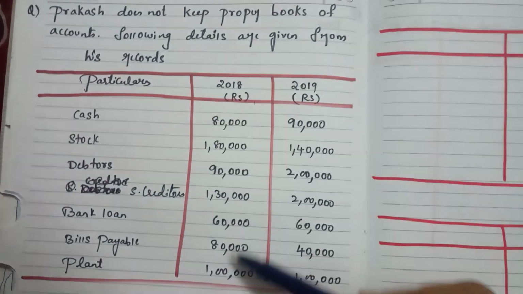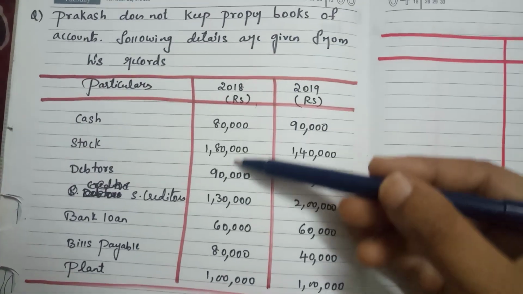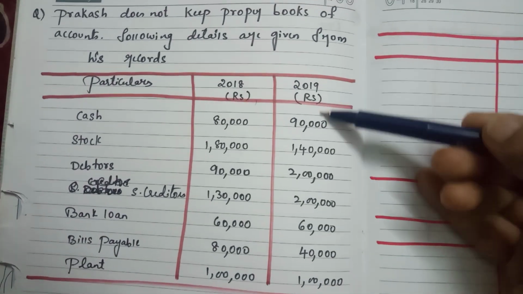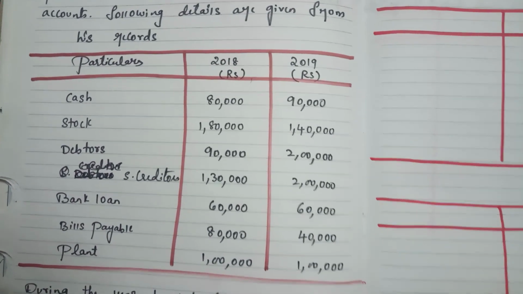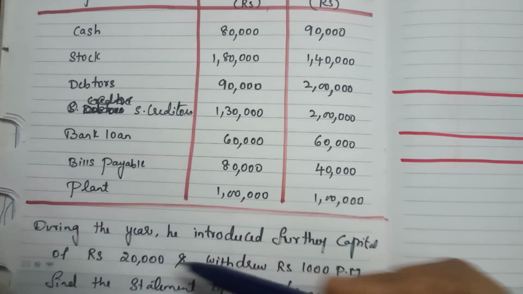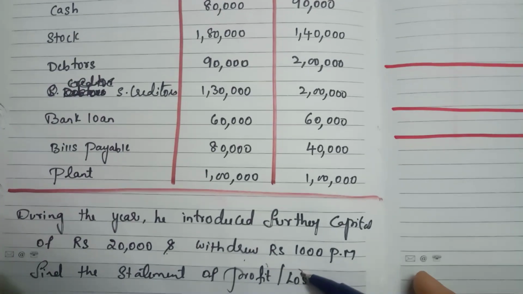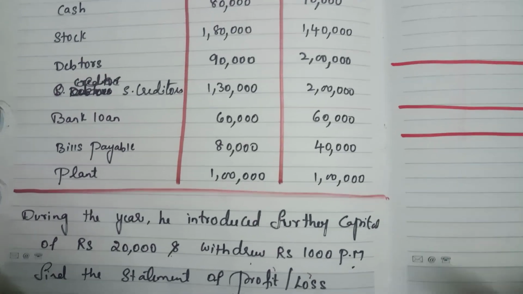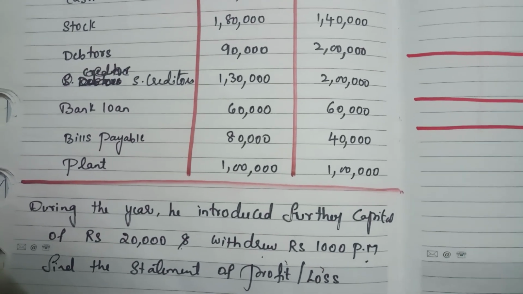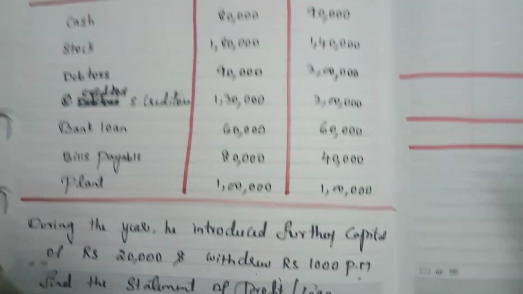So it will be the opening capital related, opening balance related, and 2019 is relating to closing balance related. During the year he introduced further capital. So they gave you further capital and withdrawals of rupees 1000 per month. So we have to take yearly, so you have to convert into 12 months. Find the statement of profit or loss.